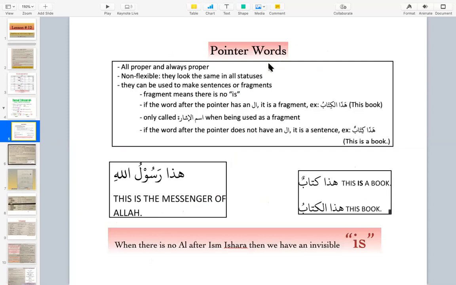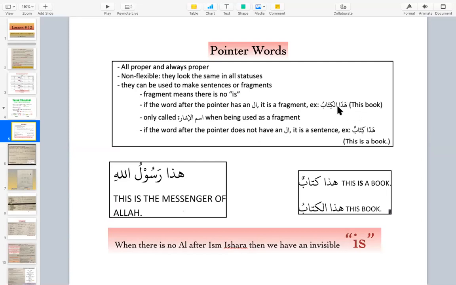Now, pointer words again: always proper, non-flexible. They look the same in all status. They can be used to make sentences or fragments. Fragment means there is no is in it. If the word after the pointer has an al, then it is a fragment. For example, hazal kitabu. After haza, which is my pointer, I see al right after haza. So now this is a fragment.